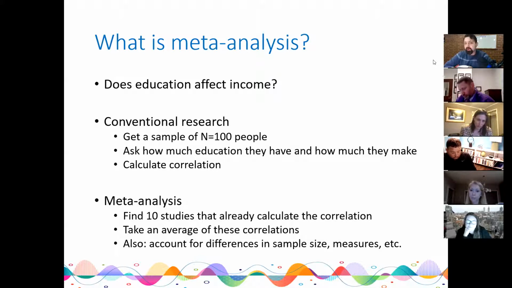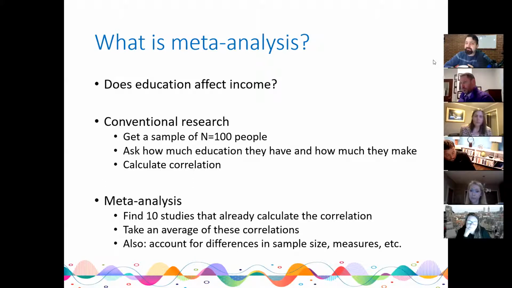Let's say one of them found a correlation of 0.1, another one found a correlation of 0.6, another one found a correlation of 0. So you take the average, and let's say on average it comes out to be 0.3. And you say, well, I don't have to collect my data because I found those 10 studies and I basically took the average. The rest of the meta-analysis kind of deals with special cases.